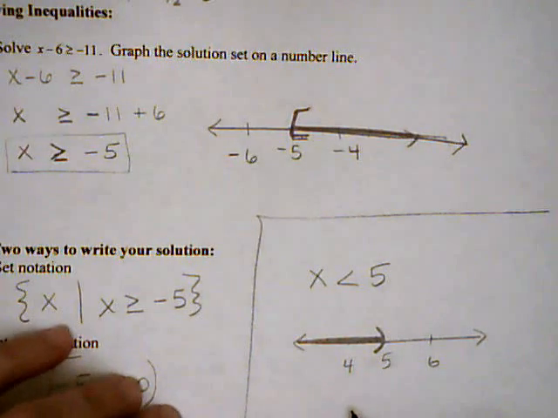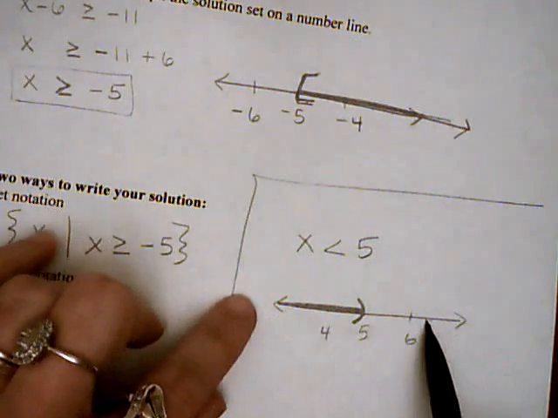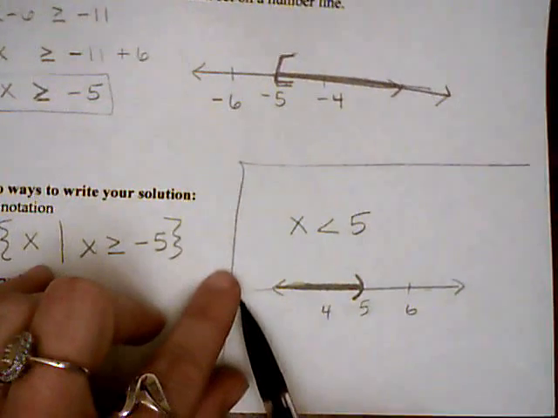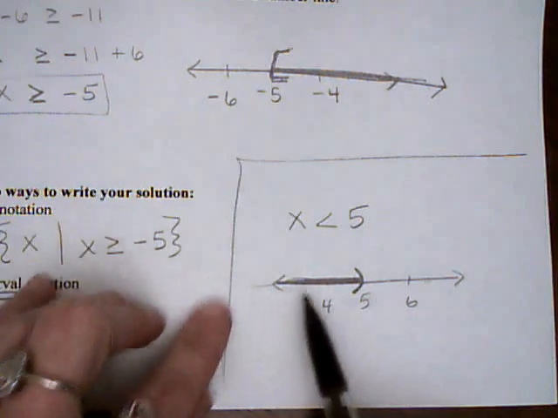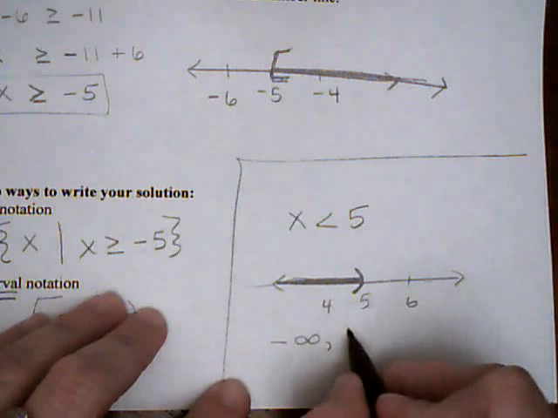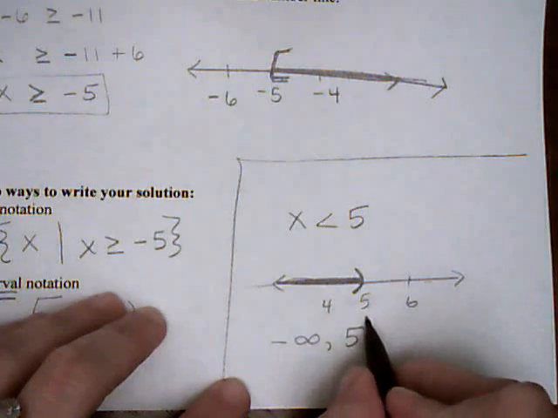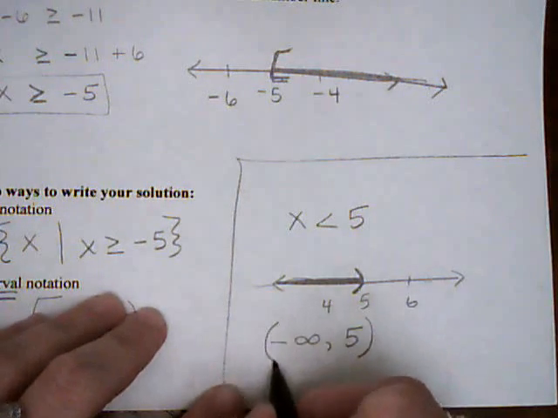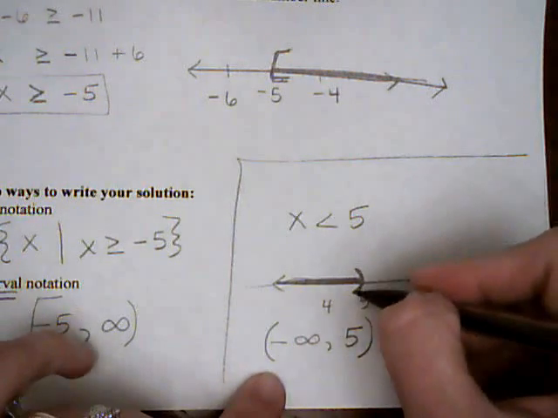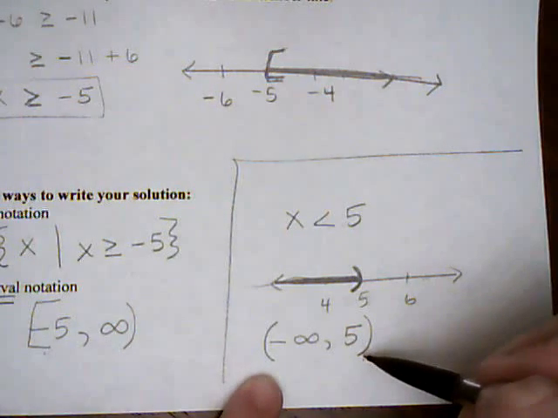So what would my interval notation be? Well, where does this start? Read it from left to right. This is going toward my negative numbers, which is what we would call negative infinity. So my interval would be from negative infinity up to 5, and that's where it stops, and it doesn't include the 5. So parentheses around both. Parenthesis here because it does not equal 5, it's just less than 5.